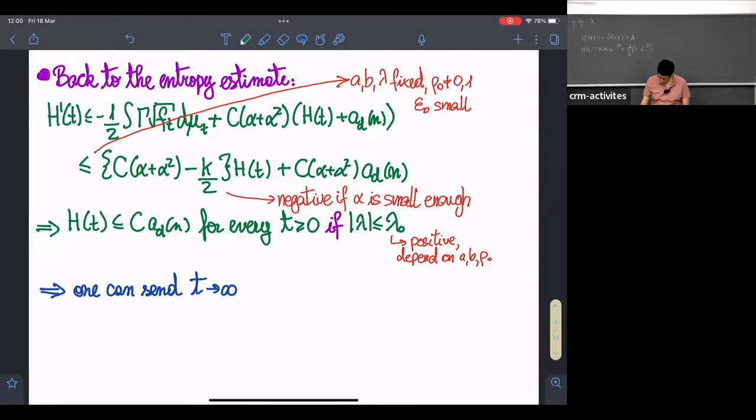Here I should say that maybe let's assume for simplicity that h zero is zero, just to get rid of this term. It doesn't really matter, because if you send t to infinity, this h zero term goes away anyway. And what happens is that now that we have a uniform bound on the relative entropy, one can send t to infinity. The relative entropy is a continuous function of the density f. In general setting, it's always upper semi-continuous, or lower semi-continuous, upper semi-continuous thing.